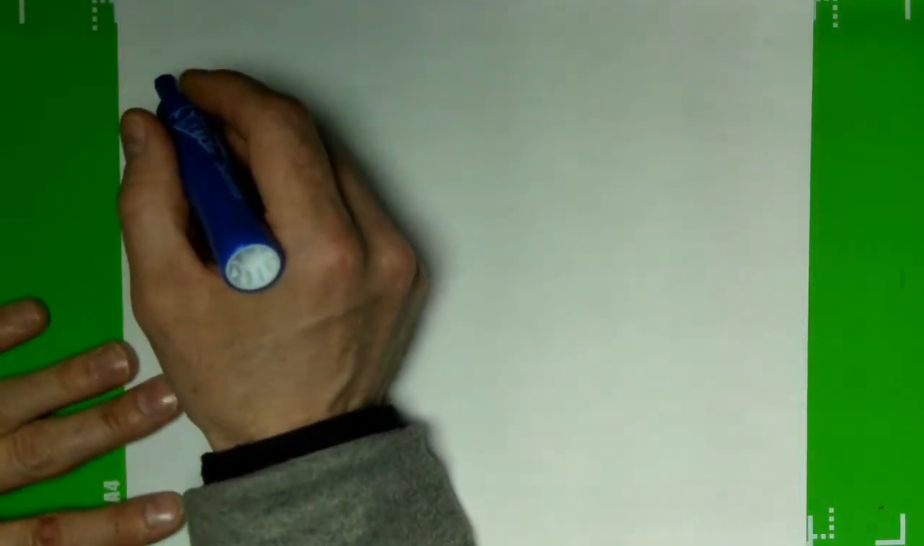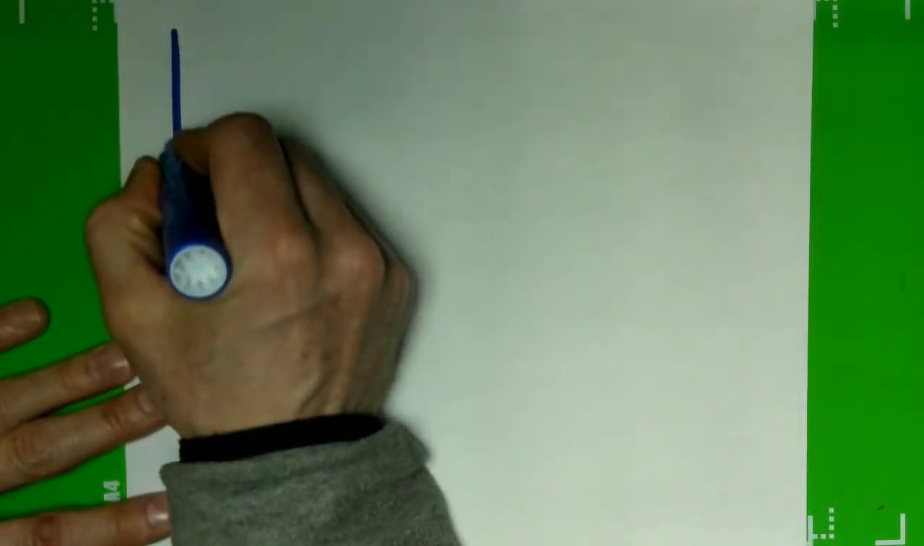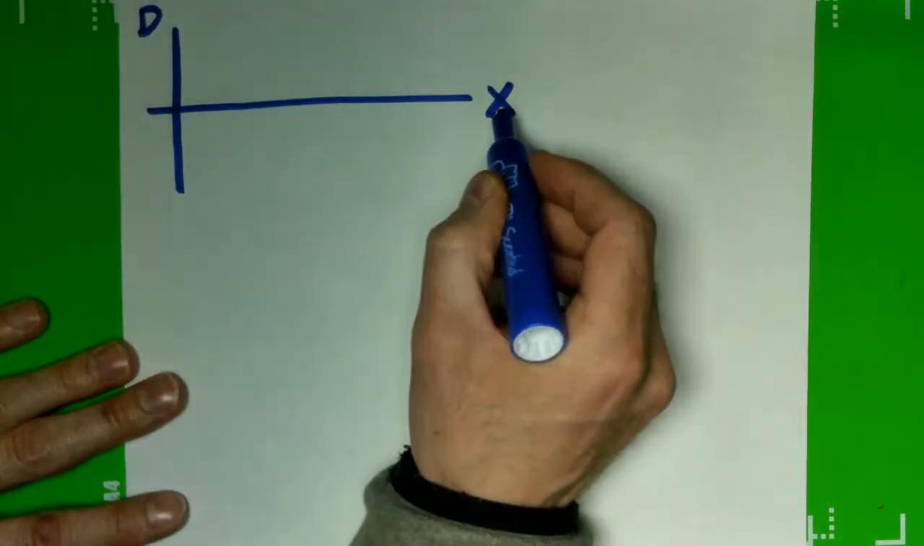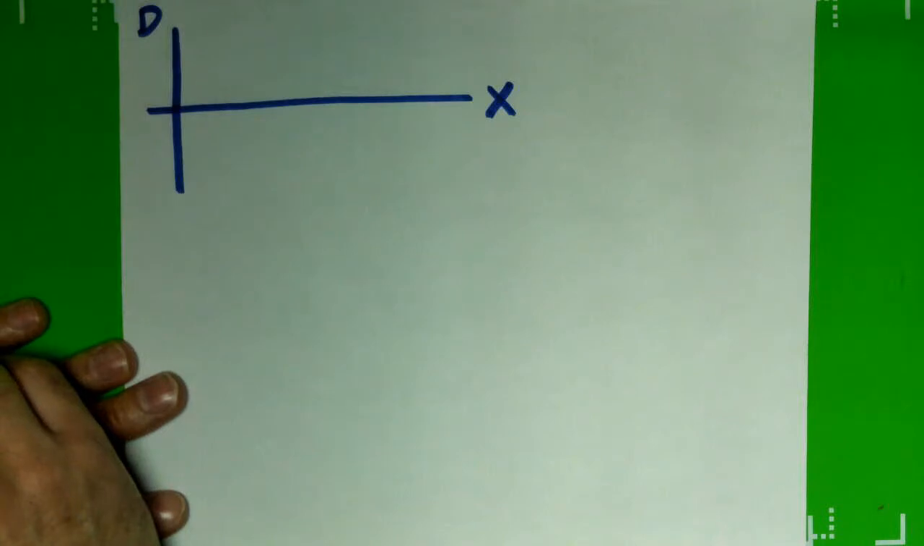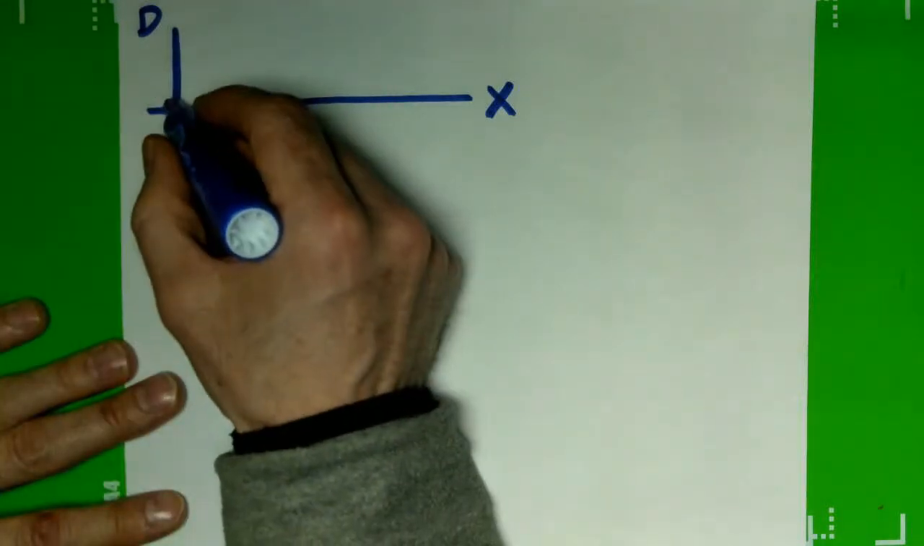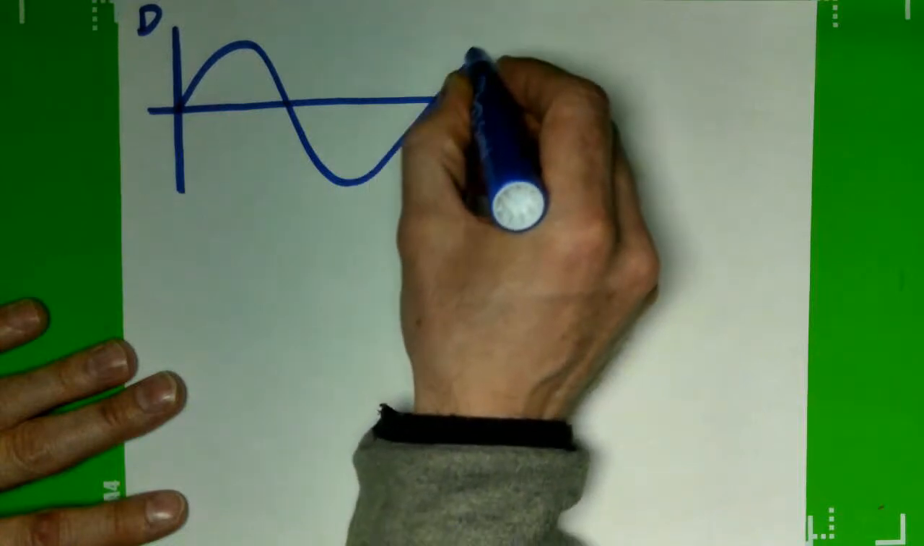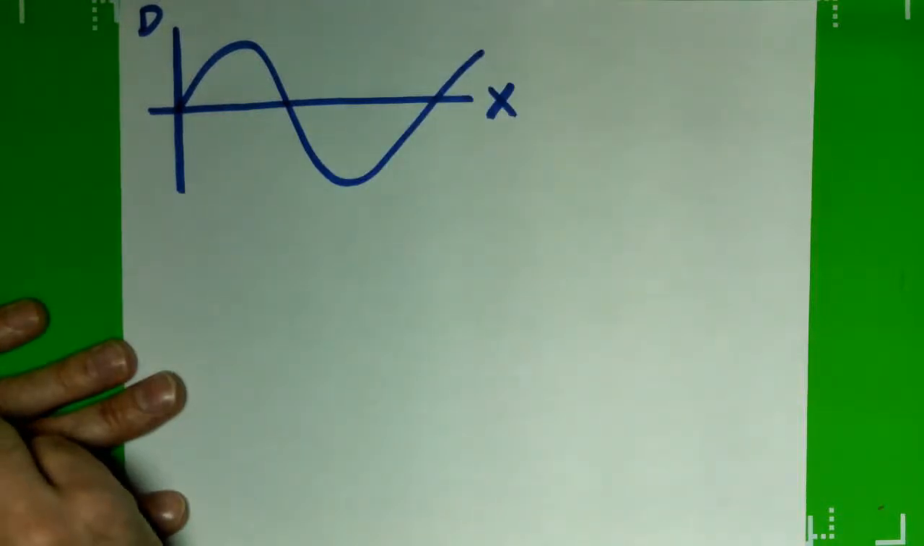Let's draw a snapshot graph for a sinusoidal wave. The snapshot graph is one where we plot displacement versus position, and we're going to draw a pure sine wave, meaning it comes out of the origin and oscillates like that. Okay.